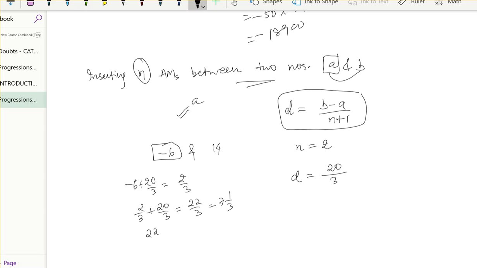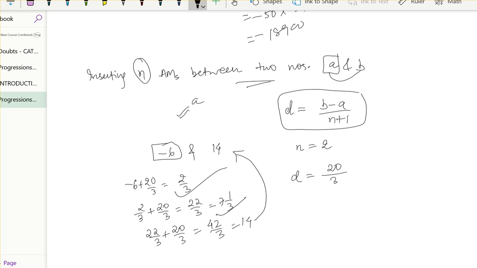Then 22 by 3 plus 20 by 3, we get 42 by 3, that is 14, which is a proof that our procedure is correct. Our method is correct, our formula is right, we didn't make a mistake in calculating. Okay. So 2 upon 3 and 7 plus 1 upon 3 are the two arithmetic means to be inserted.